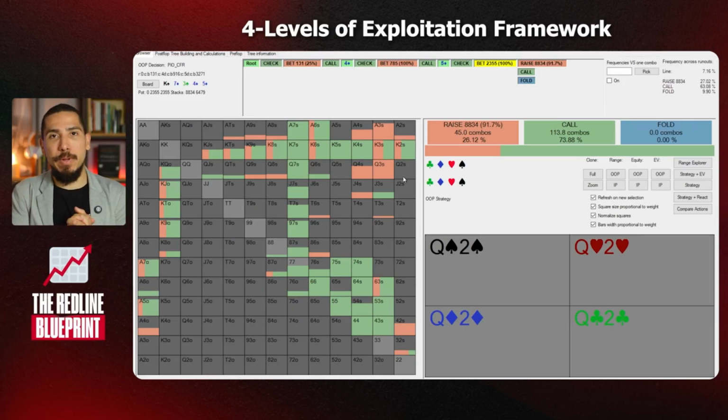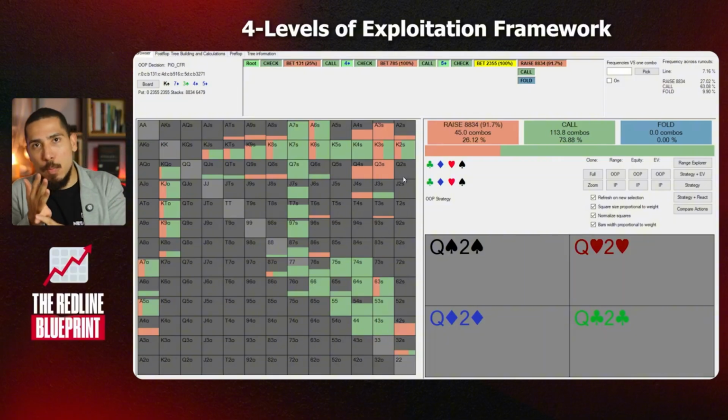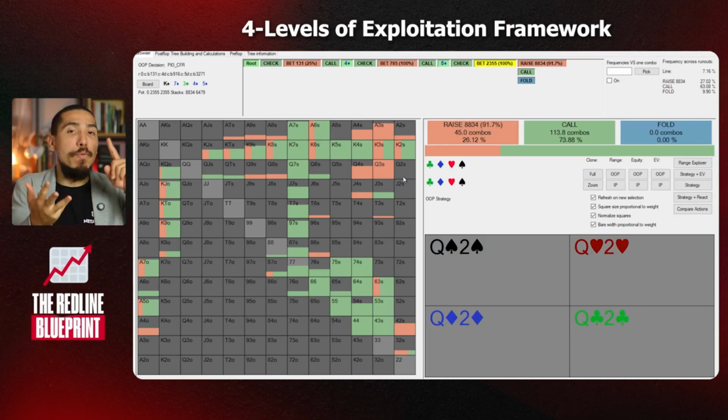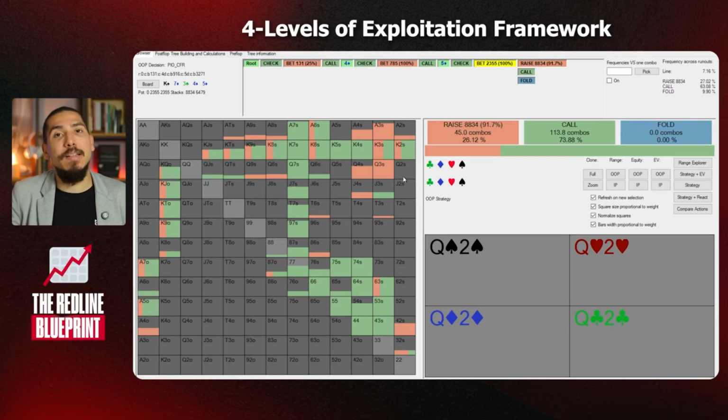What are level 1 exploits? Well, typically when you think about an exploit, you're probably going to think about overfolding against someone who bets too strong or overcalling against someone who bets too weak. That's the very typical way people think about exploitation. They get to the river, they know their opponent is very active, so when he bets, they figure, okay, this guy's probably over-bluffing, so I'm going to take a hand that is marginal and always call with that. That's a level 1 exploit.